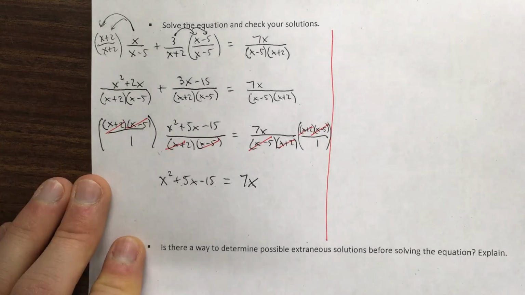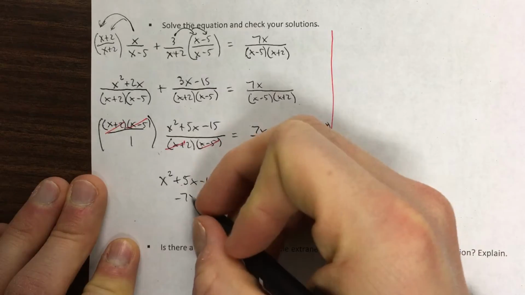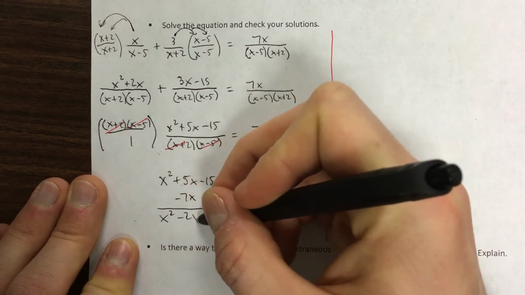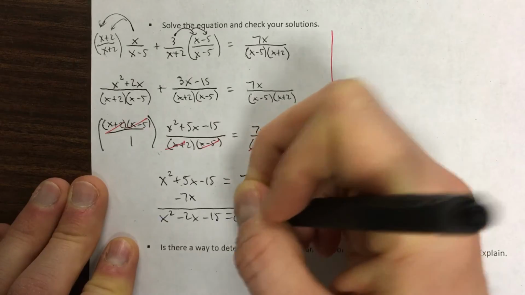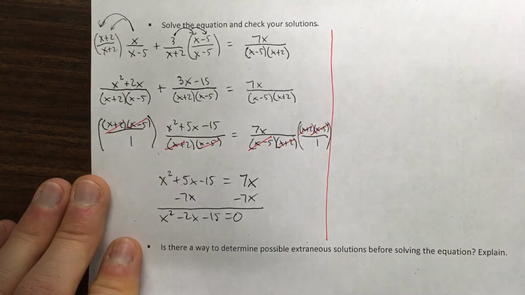And this is an equation that we know how to solve. I'm just going to subtract 7x from both sides to get 0. Since we have a quadratic on the left, maybe we can factor it and solve from there. Now we have an equation that we know how to solve by getting all of our x's out of the denominator.